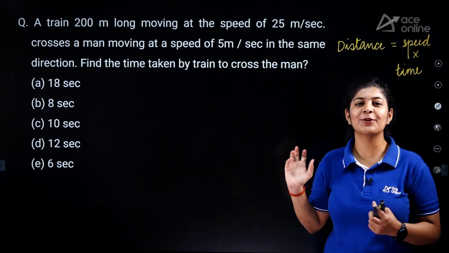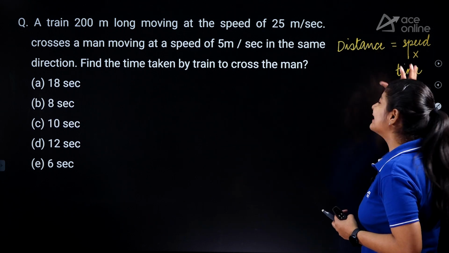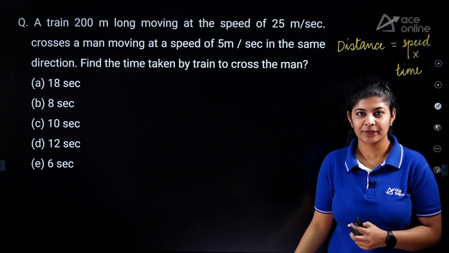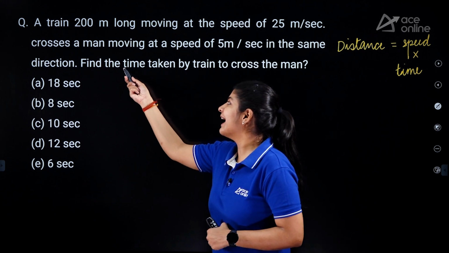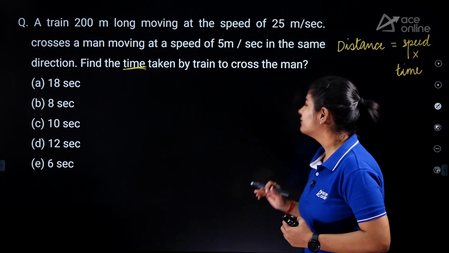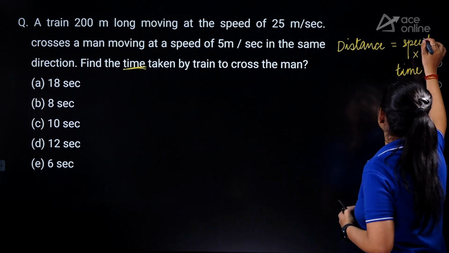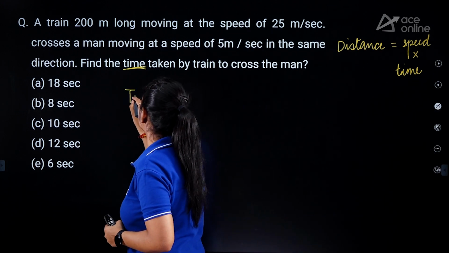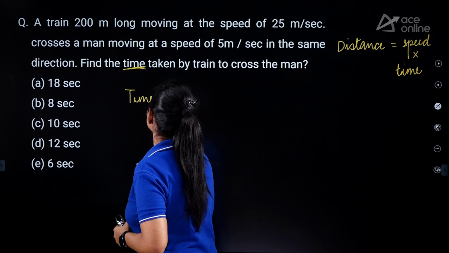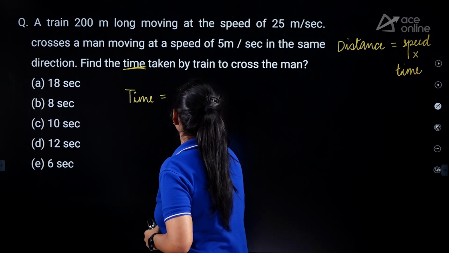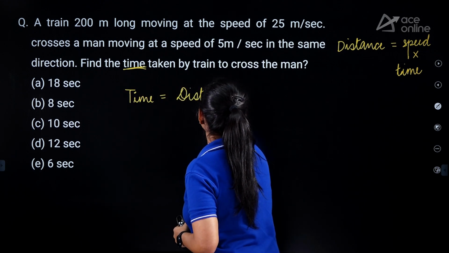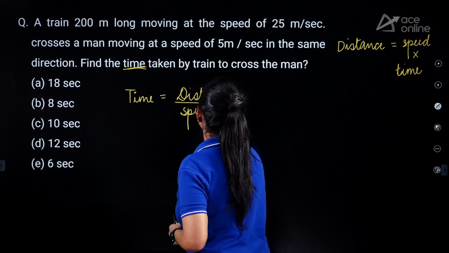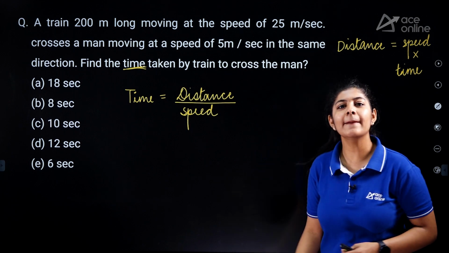This is the formula we have to solve the problems based on this topic. We just have to modify it a little to find the exact value. Here we have to find the time, so we move the speed to this side, and the time is nothing but distance divided by speed.